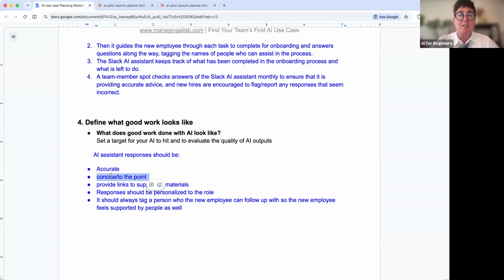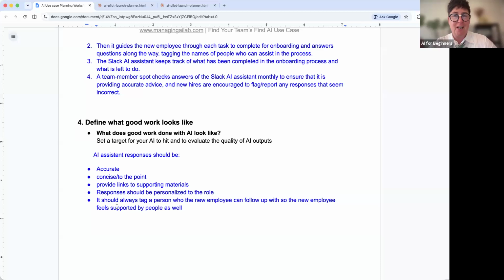I want my responses to be concise to the point. I don't want them to read a wall of text, right? That's going to overwhelm. I want links to supporting materials. I want responses that should be personalized to the role of the person onboarding, okay? And it should always tag a person. The AI assistant should tag a person who the new employee can follow up with so the new employee feels supported by people as well.